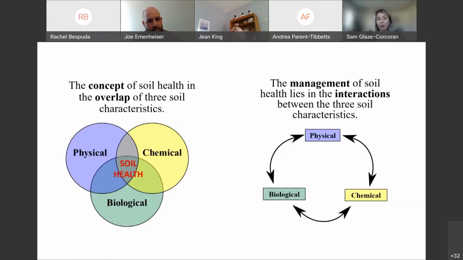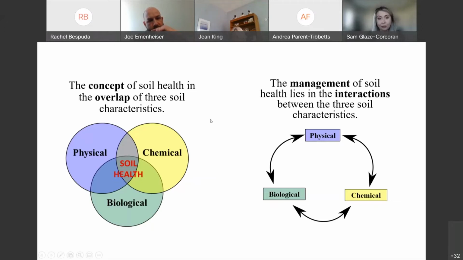So physical being things like the sand silt clay ratio or compaction. Chemical being things like your fertility or your pH. And then biological being things like our microbial community. How big is that community? How active is that community?